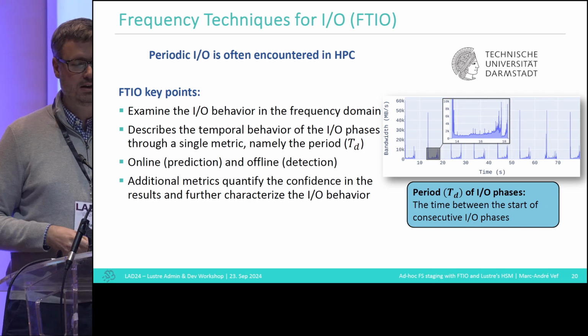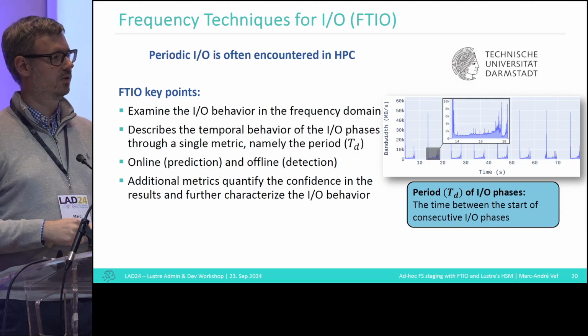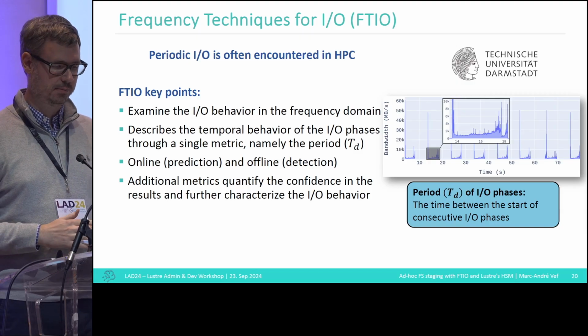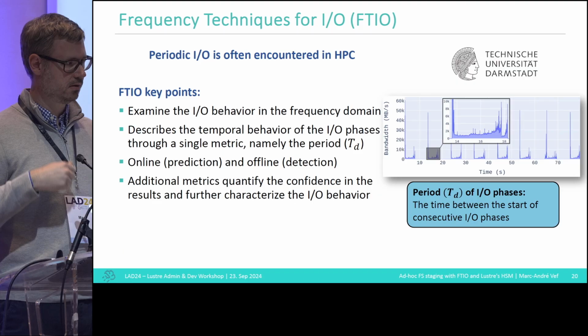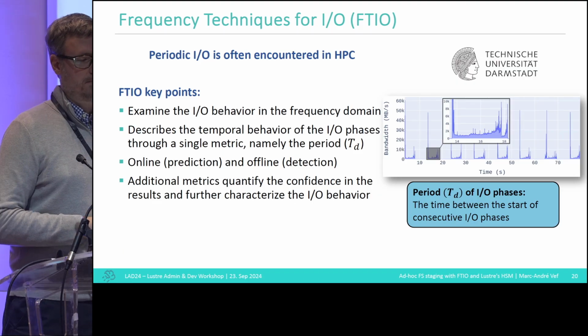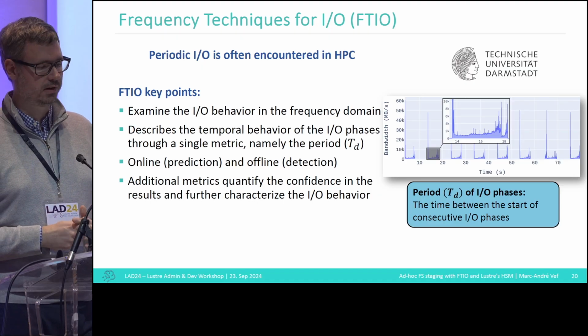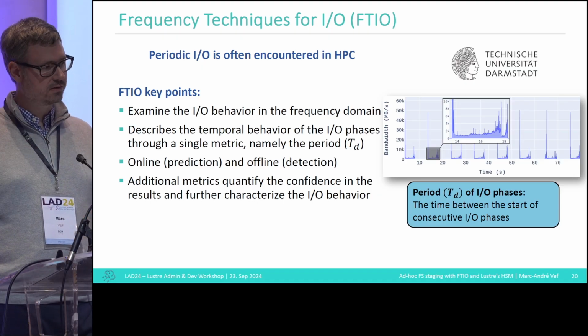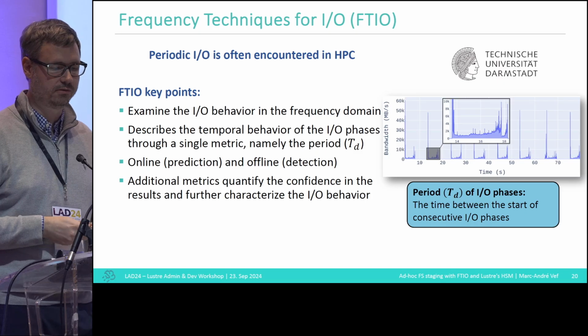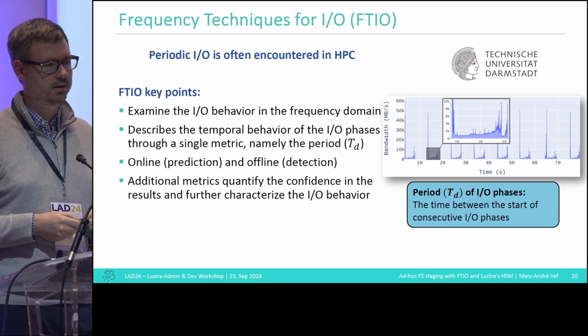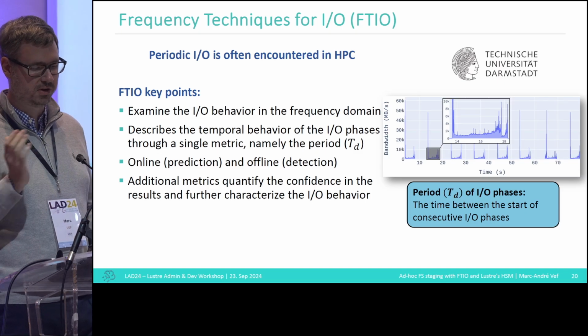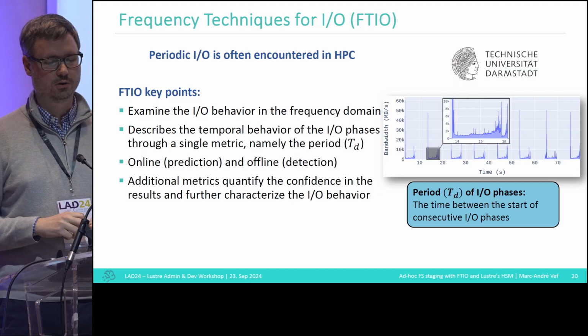So this is a tool called FTIO that was published at the end of last year at IPDPS. It's also available on GitHub. We'll get the links later. But the idea here is that we examine the I/O behavior in the frequency domain, right? And this then describes the temporal behavior in a single metric, the period, whereas the period is just the time between the start of consecutive I/O phases.